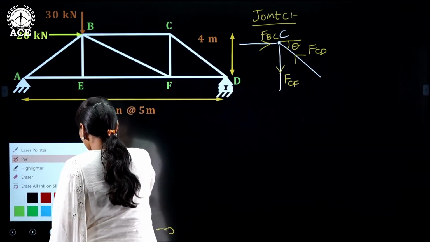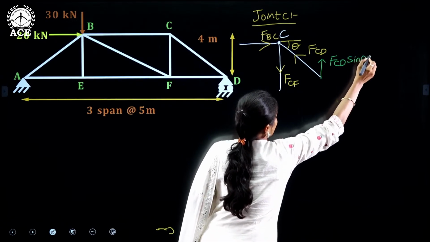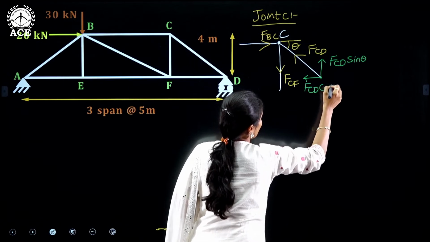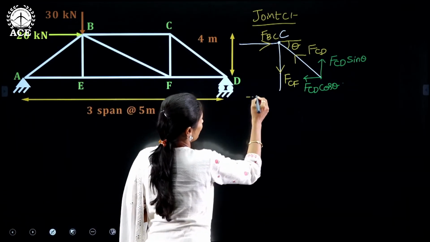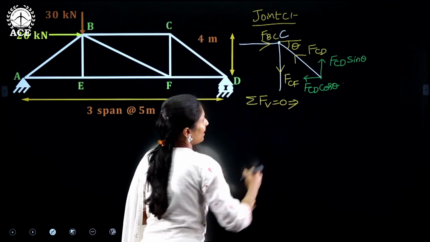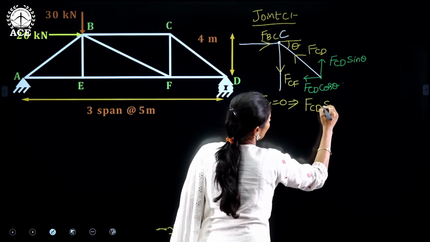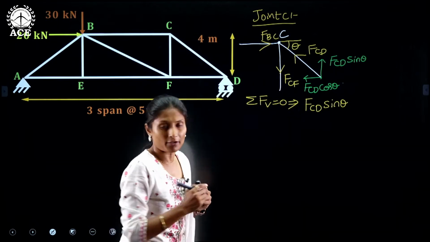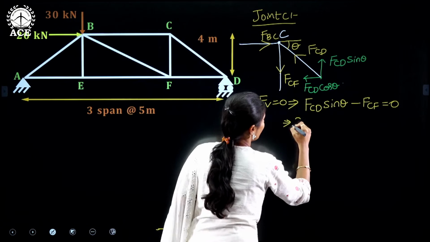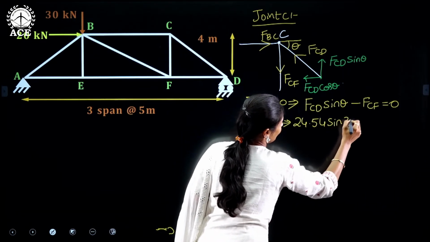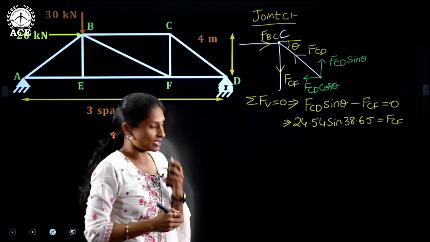Now we have to resolve the forces FCD. So the vertical component will become FCD sin theta and the horizontal component will be FCD cos theta. So applying the available equilibrium conditions here. What are the available equilibrium conditions? Sigma FV equals to 0. By applying that, how many vertical forces are there? Only 2, right? Upward acting force positive FCD sin theta, downward acting force is FCF, that is negative, minus FCF equals to 0. So already we got FCD as 24.54 into sin 38.65 equals to FCF.